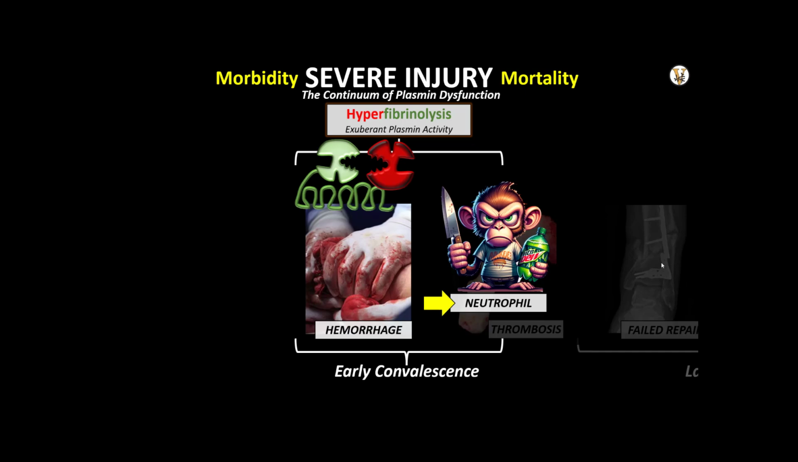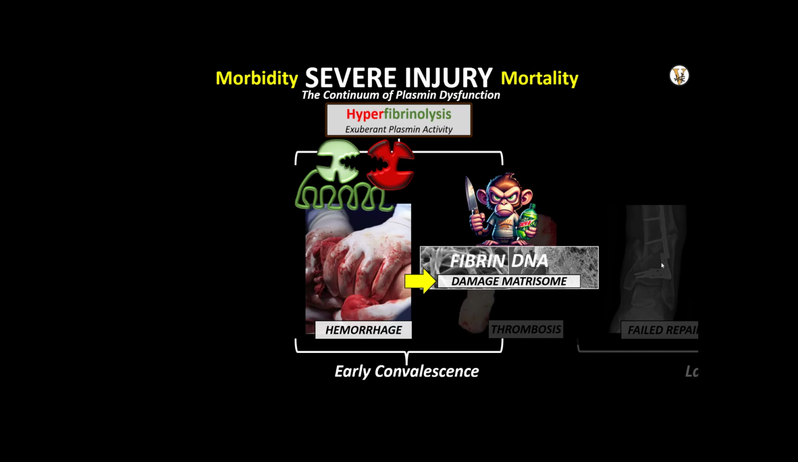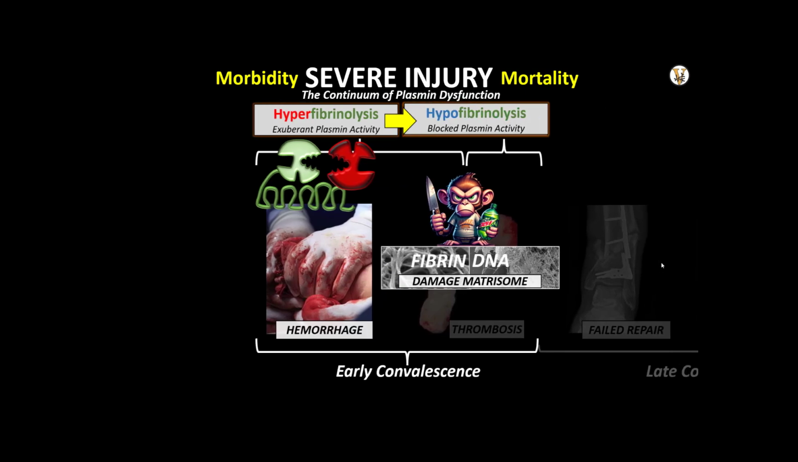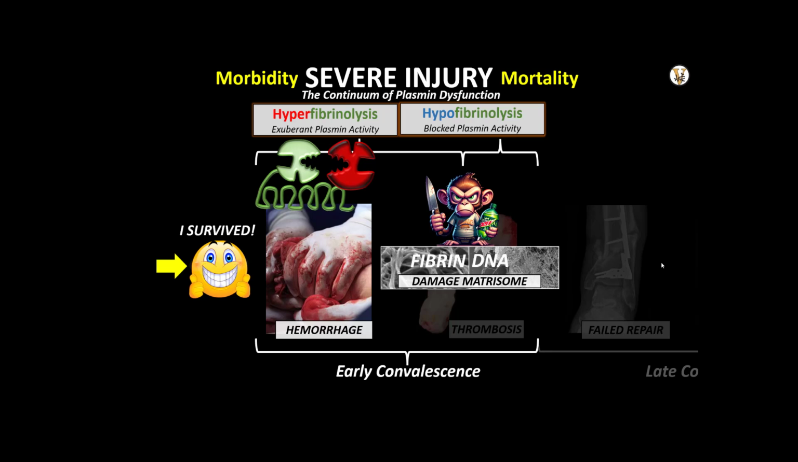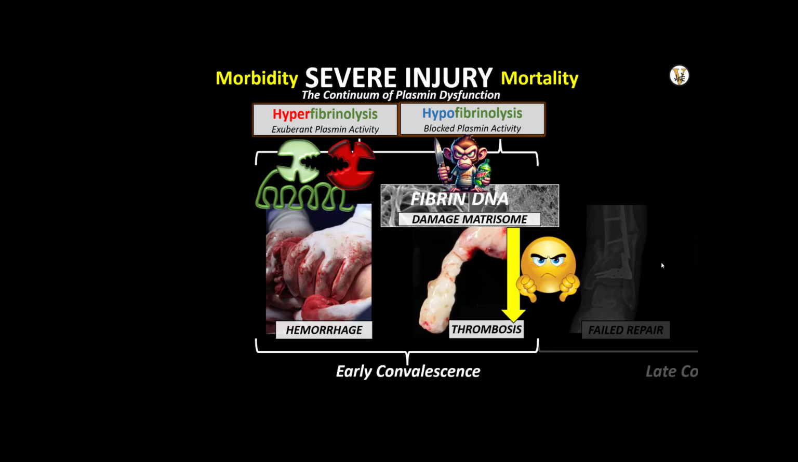We think that what then happens is that the neutrophil, as depicted here by this angry spider monkey with a knife, is one of the main things to counter this hyperfibrinolysis by creating a damaged matrosome, which used to be called the fibrin clot, out of fibrin and DNA to resist that plasmin activity, leading to a profound hypofibrinolysis early in convalescence. And this is fantastic because we need this if we have hyperfibrinolysis to counter it and to survive so we don't bleed out.